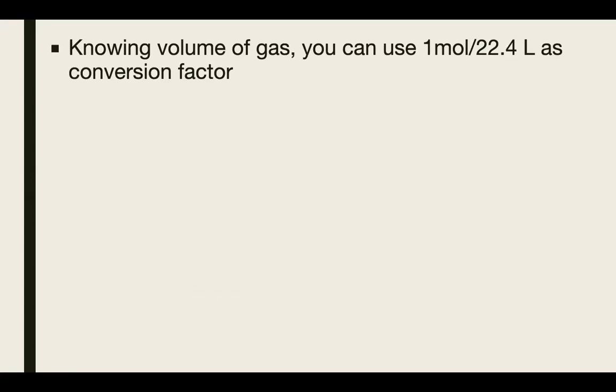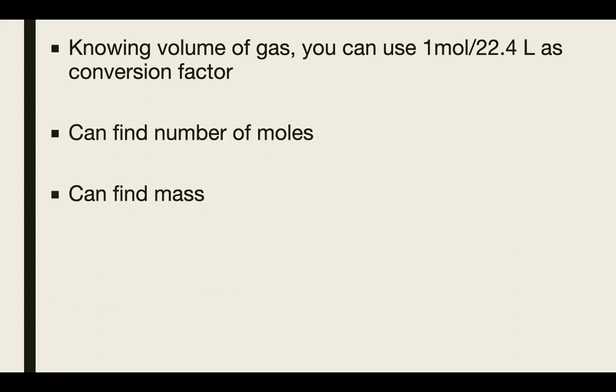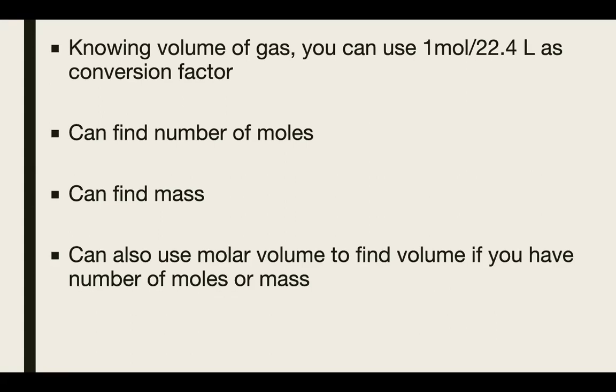Knowing the volume of a gas, you can use 1 mole per 22.4 liters as a conversion factor, which means you can find the number of moles, which also means you can find the mass. So if I give you the volume of a gas at STP and I ask you to find how many grams that is, you can now do that. And of course, you can go the other way. If I give you the mass of a gas at STP, you can find the number of moles or the volume as well.